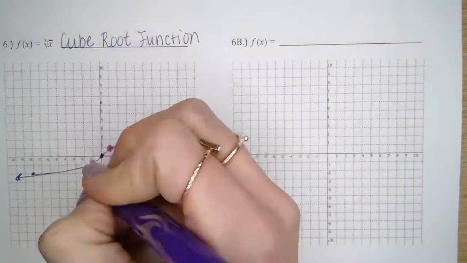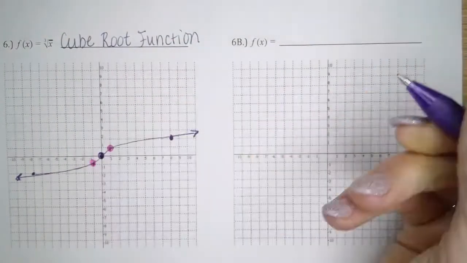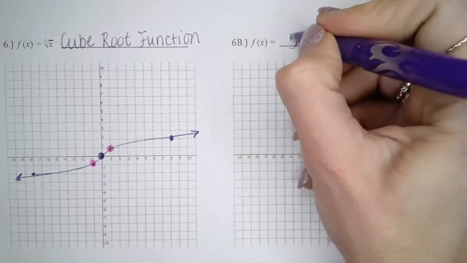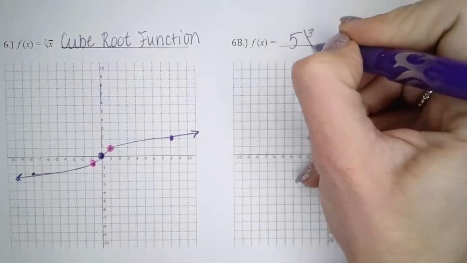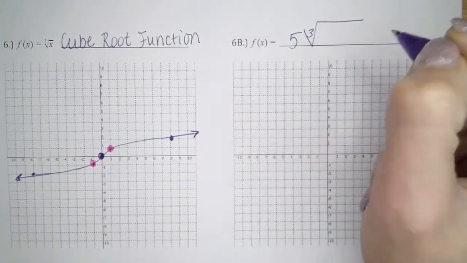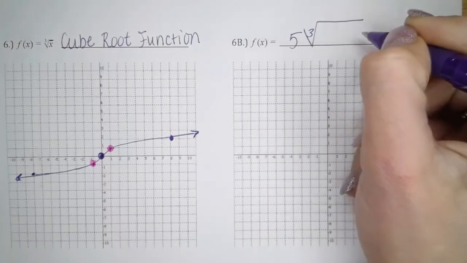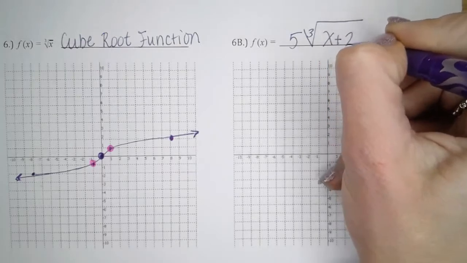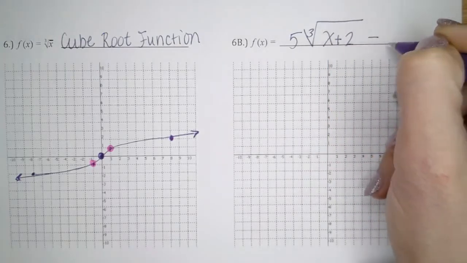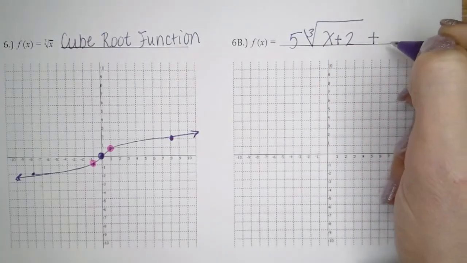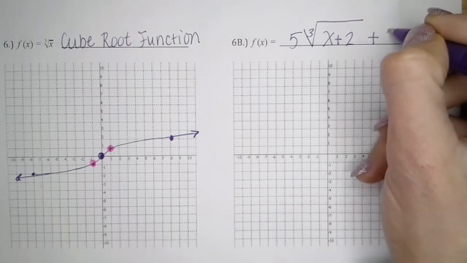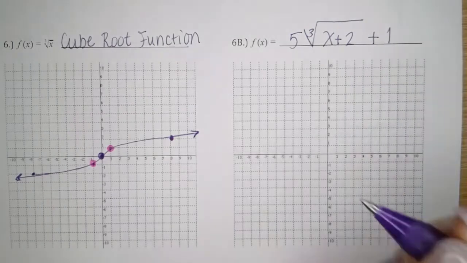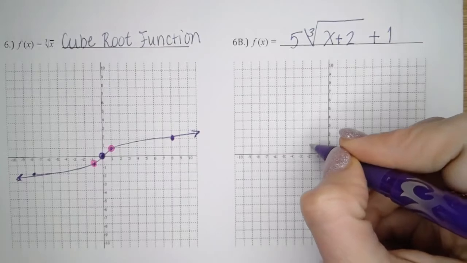And the purple one right here. Alright, so what if I had 5 cube root, you always make sure that little 3 is in that hook real nice, of x plus 2, plus 1. That's going to move me left 2, up 1.